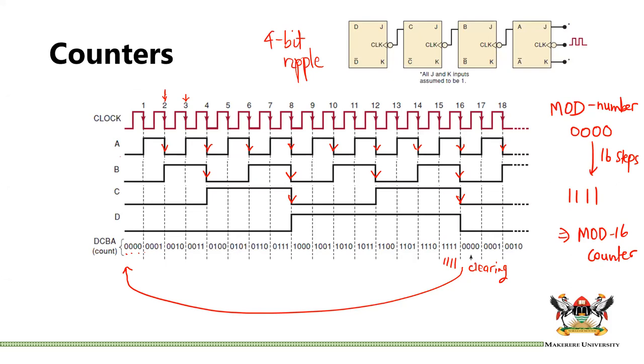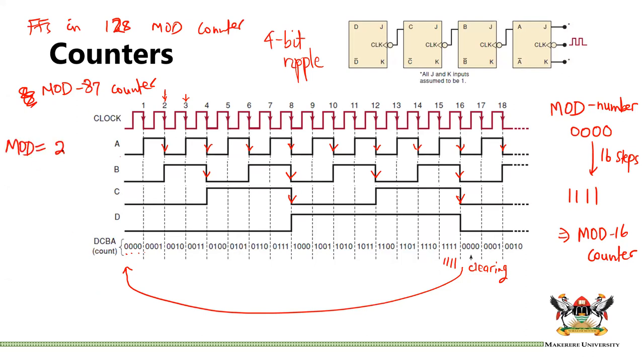So I can say, design for me a mod 32 counter. Design for me a mod 87 counter. I mean, how many flip-flops are in a mod 128 counter? Now, generally, the mod number is equal to 2 to the power n, where n is the number of flip-flops. Meaning that if you have one flip-flop, you have a mod 2 counter, because it is either a 0 or a 1. So those are two distinct states.